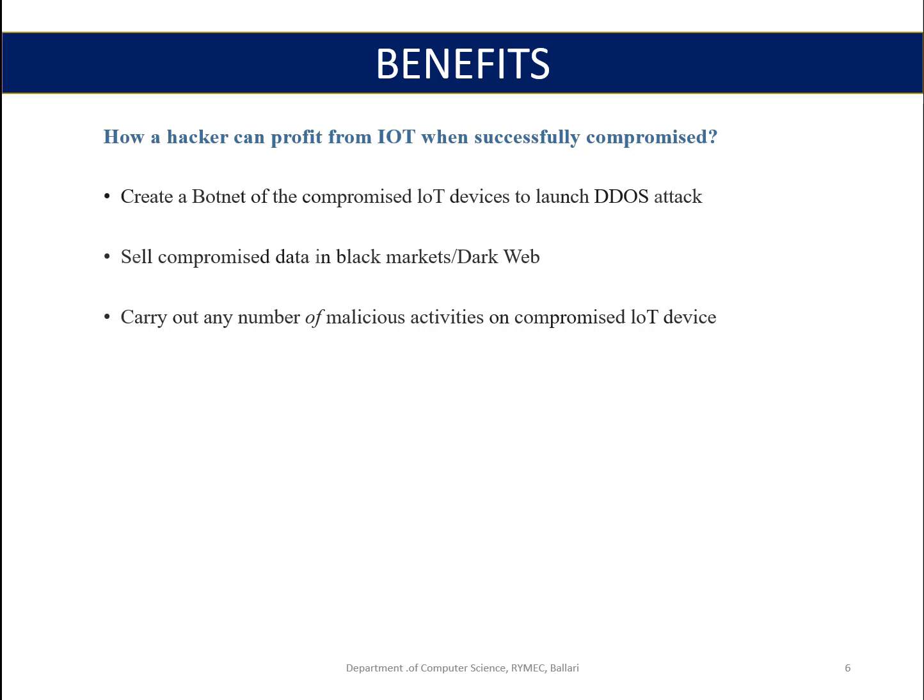So, what are the benefits of IoT device hacking? How can a hacker profit from IoT devices when successfully compromised? He can create a botnet of compromised IoT devices to launch DoS attacks. A DoS attack is sending multiple requests to a web server to use up all the resources available in the web server. He can also sell the compromised data in black markets like the dark web and profit from it. He can carry out a number of malicious activities on the compromised IoT devices.